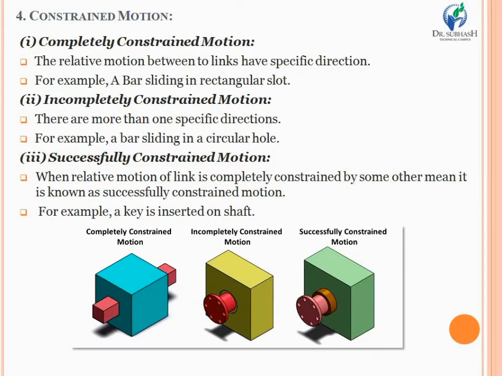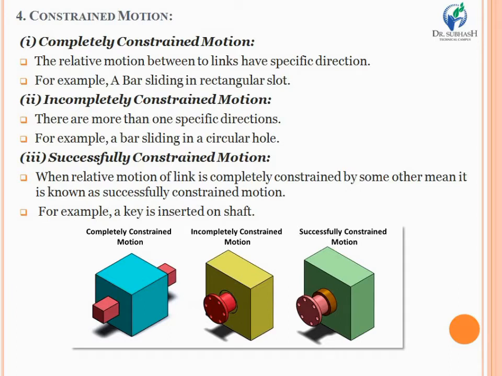Now point number 4, that is constrained motion, and this is especially the topic in which we will discuss which type of motion is given to each and every link of a mechanism. So there are basically 3 types of motion that can be given to each and every link. Number 1 is completely constrained motion, second is incompletely constrained motion, and third one is successfully constrained motion.